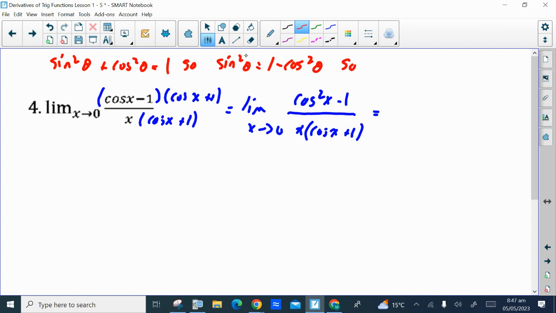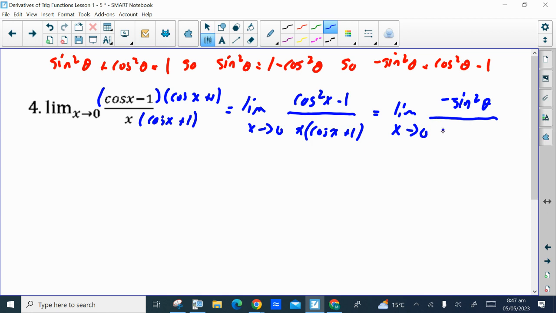So if we take this last statement and multiply both sides by negative 1, negative sine squared theta would equal negative 1 plus cos squared theta, or cos squared theta minus 1. We can replace that cos squared theta minus 1 with negative sine squared theta. So this will be the limit as x approaches 0 of negative sine squared theta all over x bracket. And I guess I wrote theta. I need to fix that to an x, which I will.